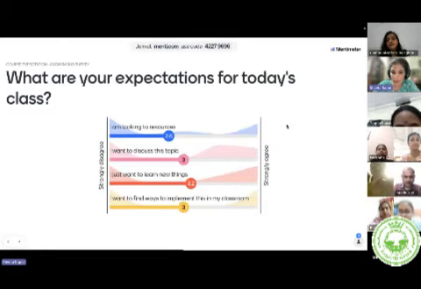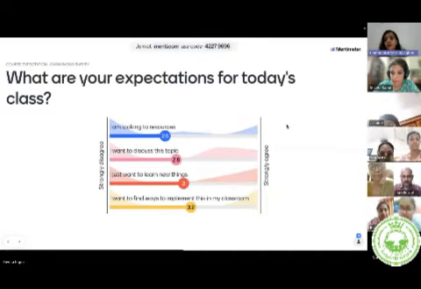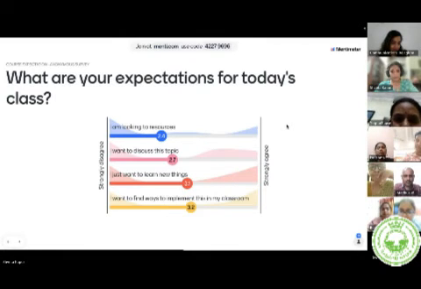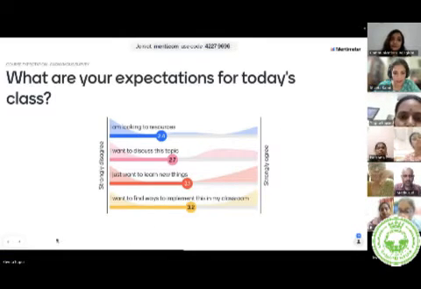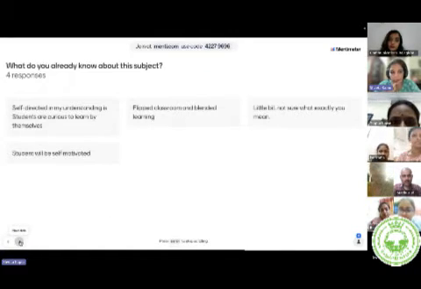Please put it in the chat if you're not able to use the tool. Yeah, there's another opinion. Want to learn new things, improve methods of teaching and learning. Improve methods. Okay. So you may keep pouring it in. I think looking at time, we move on. So we move on to this idea.